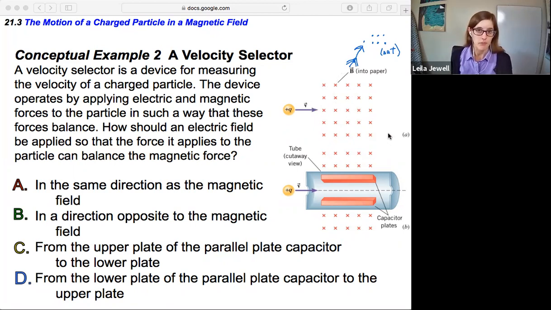Now that we have that set up, I'd like you to take a look at this problem and come up with an answer between A, B, C, and D before you move on. So go ahead and pause the video now.